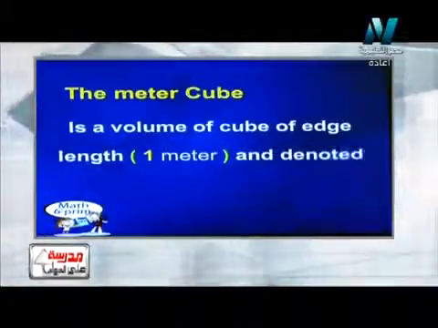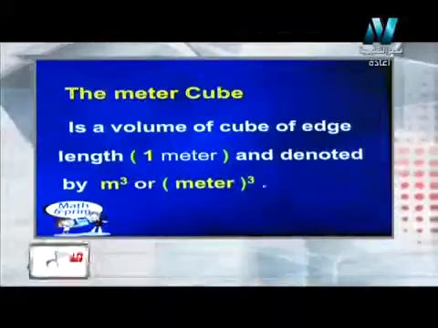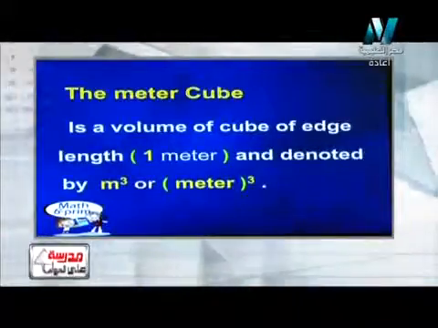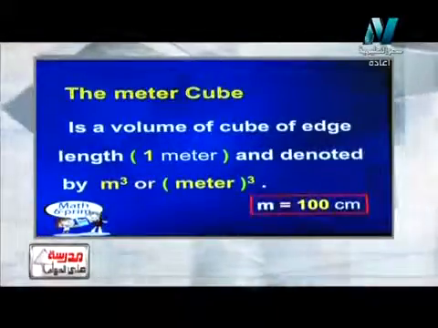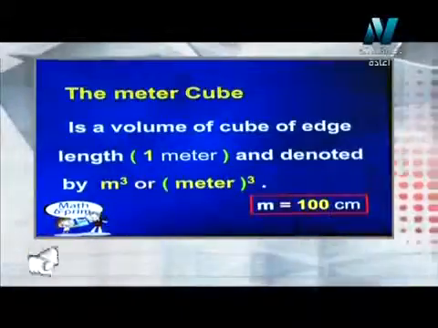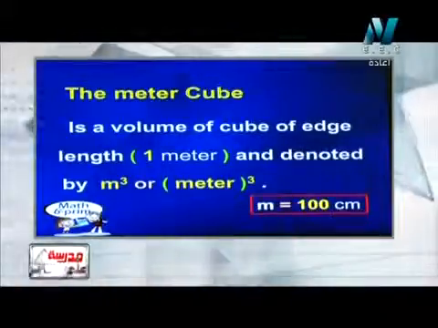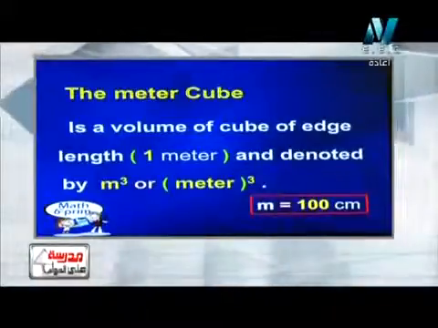The third one, the big unit, the meter cube, is the volume of a cube of edge length equal to 1 meter, denoted by meter cube or cubic meter. And don't forget that the meter equals 100 centimeters.